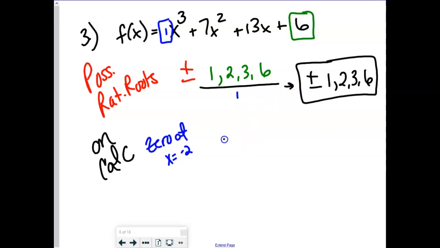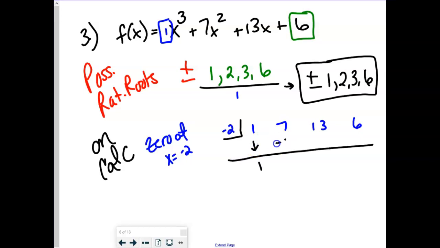So now what you're going to have to do is go through synthetic division to take your cubic and knock it down to a quadratic so we can handle it. So -2 goes in the synthetic box. We're going to set up synthetic division. So 1, 7, 13, and 6. And then after we go through synthetic division, first of all, what should my remainder be? 0. Better be 0, otherwise Sky lied to me. She didn't lie.